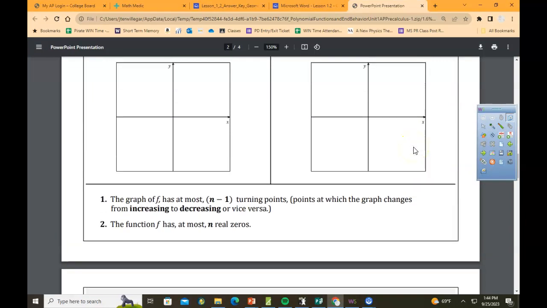Now notice this, the graph has at most n-1 turning points. So if my degree is 6, I'll have at most 5 turning points. If it's 100 degree, I'll have at most 99 turning points. And I'll have at most n zeros. I could have less, because remember those complex solutions can play a role. But I can't have 7 solutions if it's x to the 6th power.